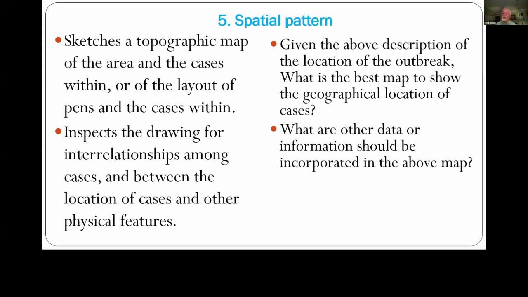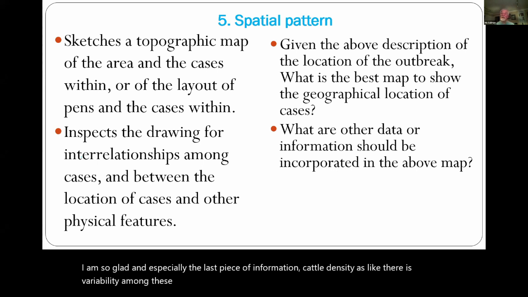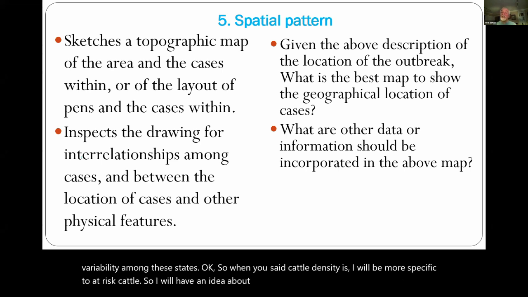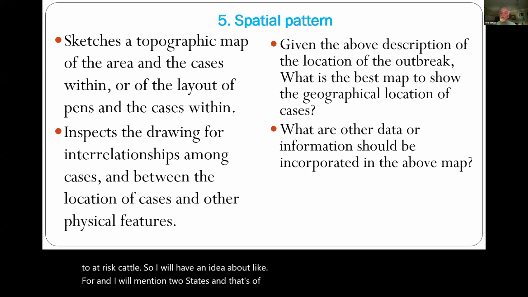I am so glad, especially about the last piece of information, cattle density. As you know, there is variability among these states. So when you say cattle density, I will be more specific: at-risk cattle. I will mention two states, and that's of course available through the internet, Michigan and Colorado. Okay, Michigan has a different number of lactating cows as compared to Colorado.